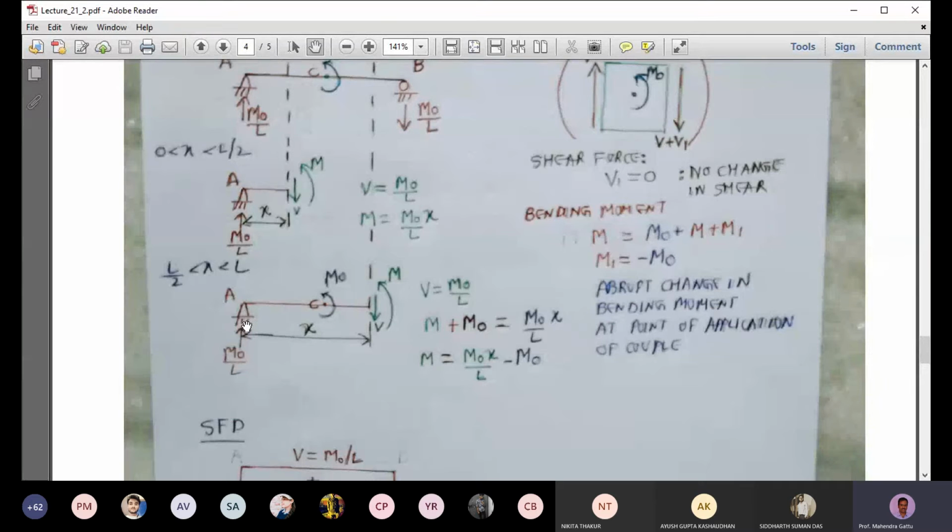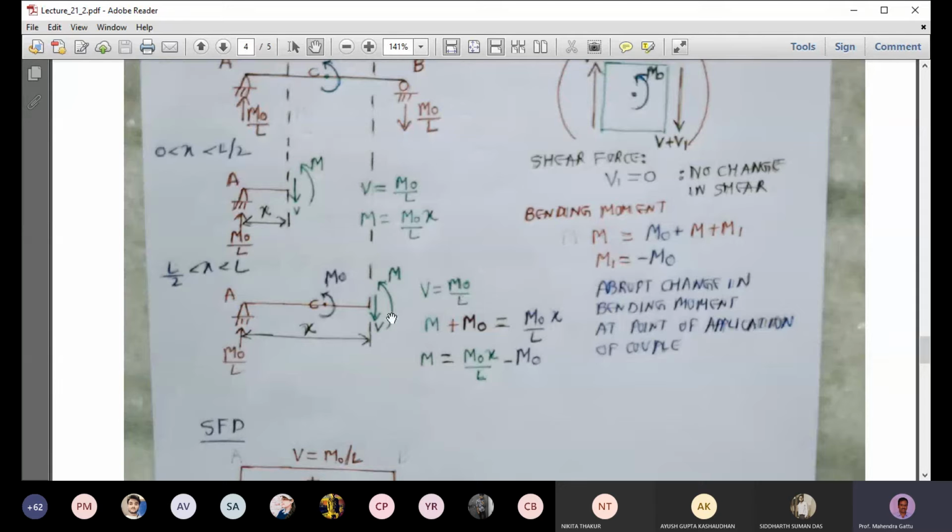So again we have our reaction m naught by L, and now the couple will be coming into the picture. So at point C we have that couple m naught. And at the section again we are using the sign convention with shear force downward V, and m will be, since it's on the right face, anti-clockwise m. So again we can do our force balance in the vertical direction. There is no change in shear force. V will remain the same, m naught by L.